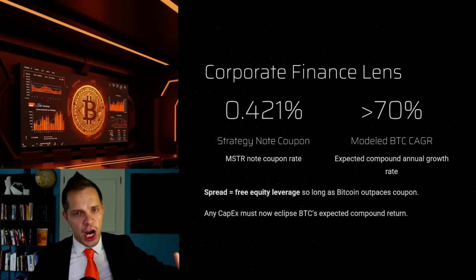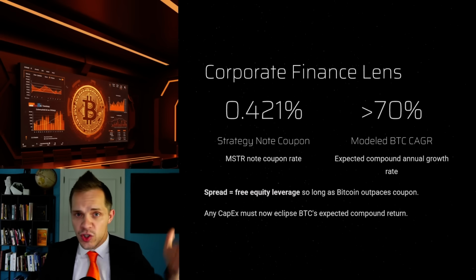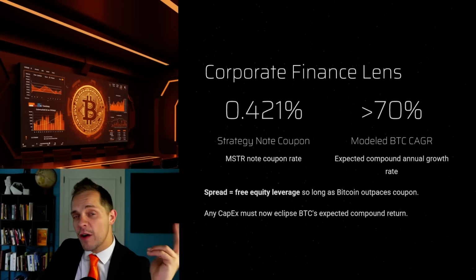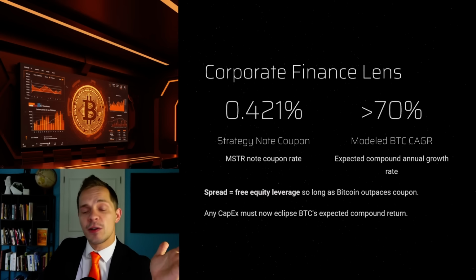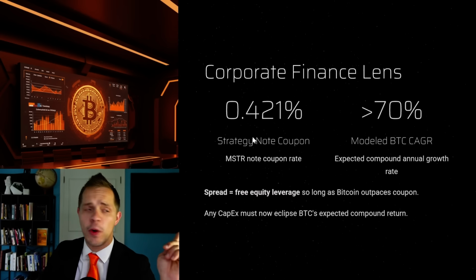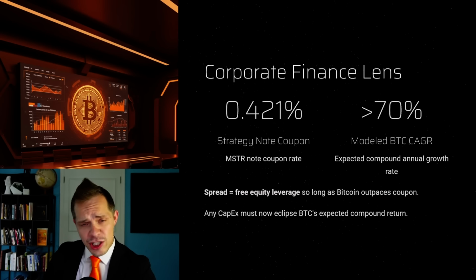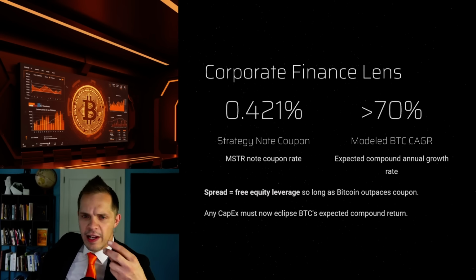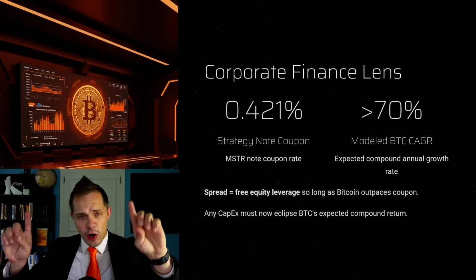Meet the poster child for hurdle rate arbitrage strategy. Back in the good old days when they were known as MicroStrategy, they issued roughly $8.2 billion of convertible notes with an eye-watering average coupon of 0.421%. That's cheaper than a corporate coffee budget. They took the proceeds, bought Bitcoin, and effectively welded a turbocharger onto their equity.